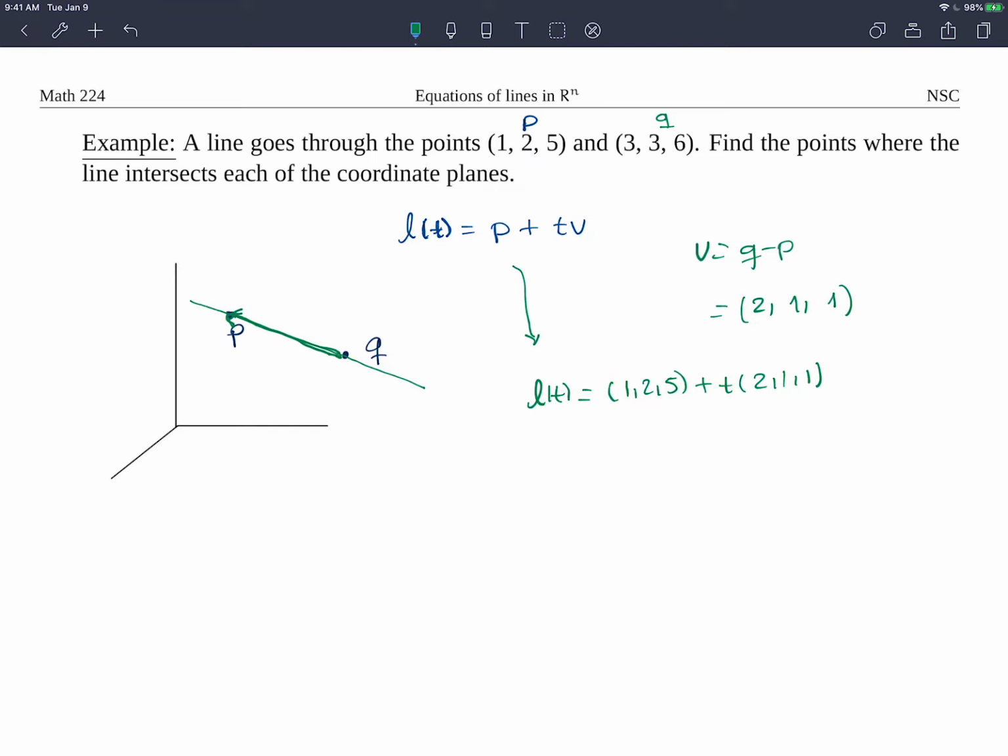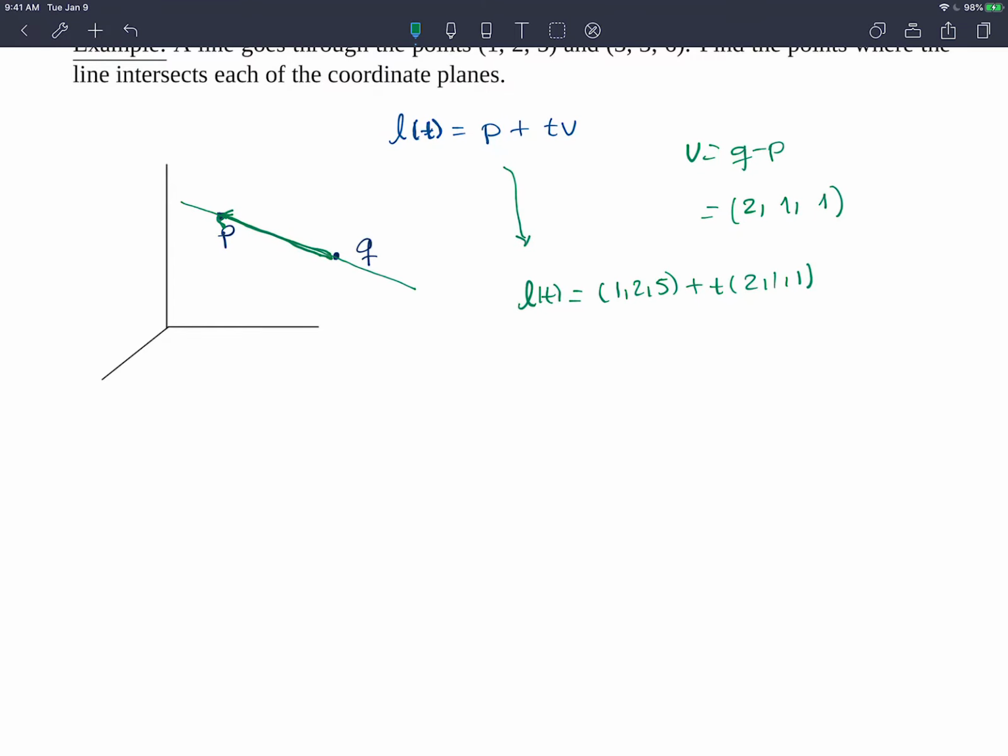Okay, so now what I want to do, once I have the equation, let me write it like 1 plus 2t, comma, 2 plus t, and 5 plus t. It's hard to put your t's and your pluses different. Okay, so now I'm going to find where it intersects each of the coordinate planes. So the first one I'm going to do is just find where it intersects when x equals 0, which is the yz plane, right? So I'm going to say where it crosses this plane over here.